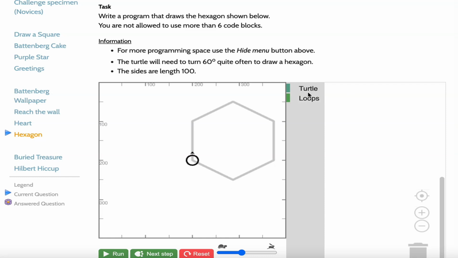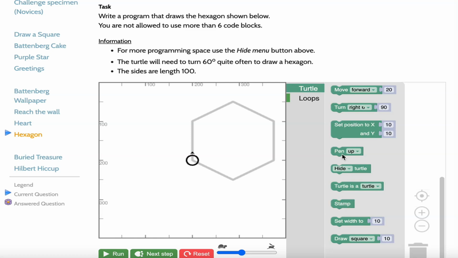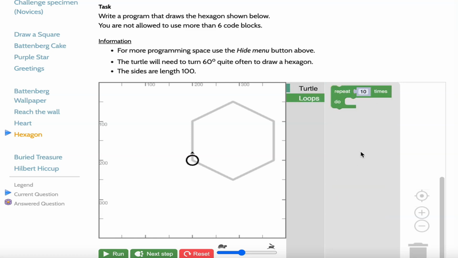Now let's first have a look at the turtle blocks that are provided to us and the loops block that are provided to us. Now, the fact that the loops block has been provided to us, and that too with only one specific block, we know that we are going to have to use this block in our answer. Now, to create the connection between the repeat block and our answer, we can see the information. We have been told that we are going to be drawing a turn of 60 degrees quite often. This highlights to us that that is the particular instruction or code block that we are going to be placing in our repeat block.